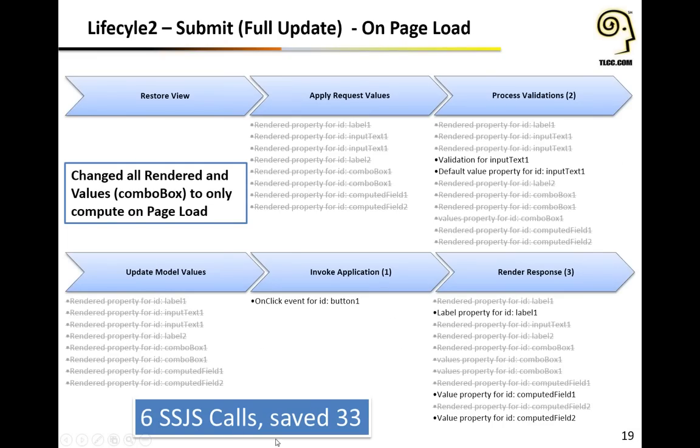we only did 6 server-side JavaScript calls, so I saved 33 by changing all those rendereds. I didn't get rid of them, I just changed them to compute on page load only. So pretty significant savings just by changing about 3 controls to compute on page load. So something to keep in mind. Again, I'll reiterate this point: whenever you write a formula, think, can this be computed just on page load? If it can, choose that option, okay?